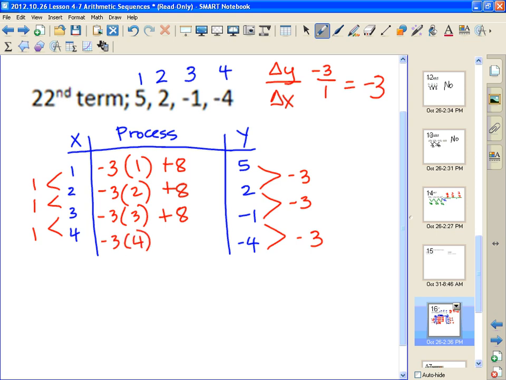-3 times 4 is -12. Plus 8 is -4. So what is the function that fits our arithmetic sequence? Y equals -3x plus 8.